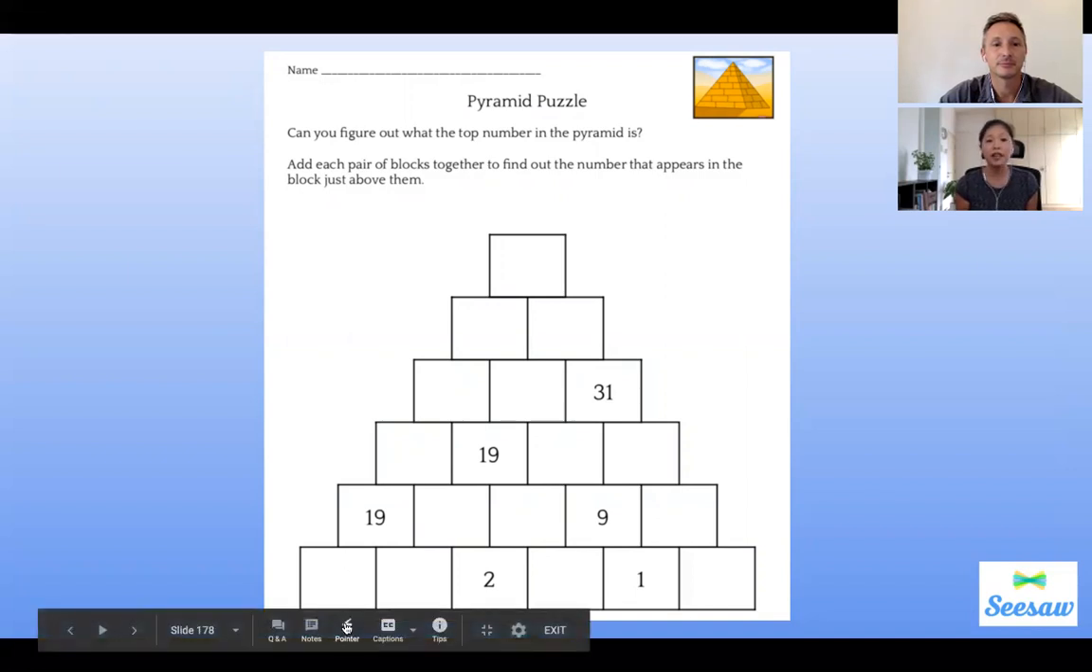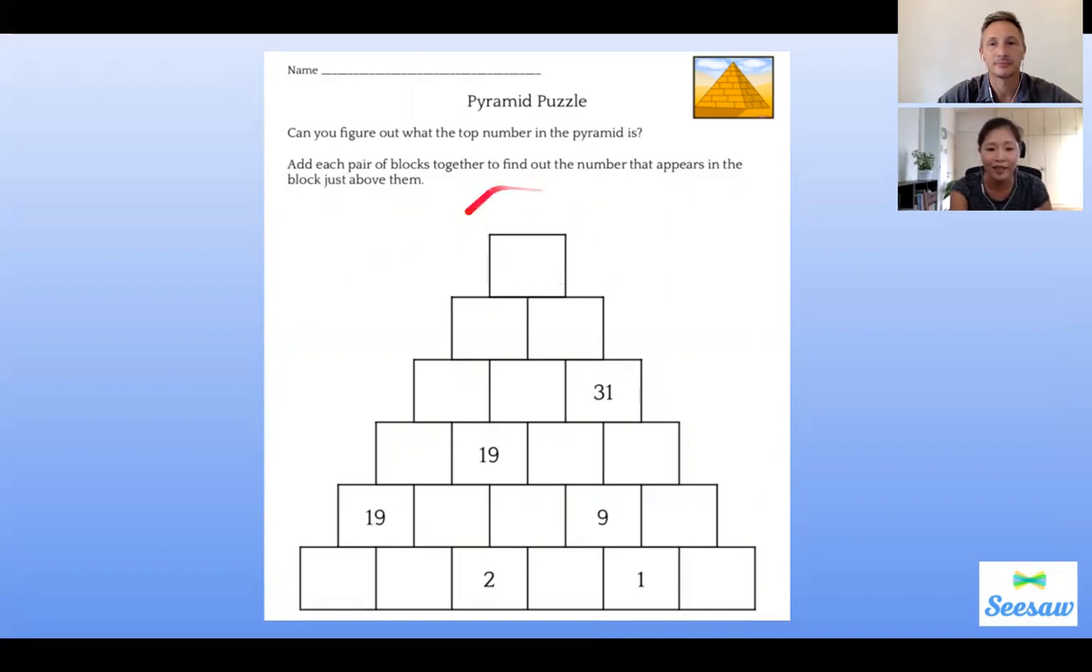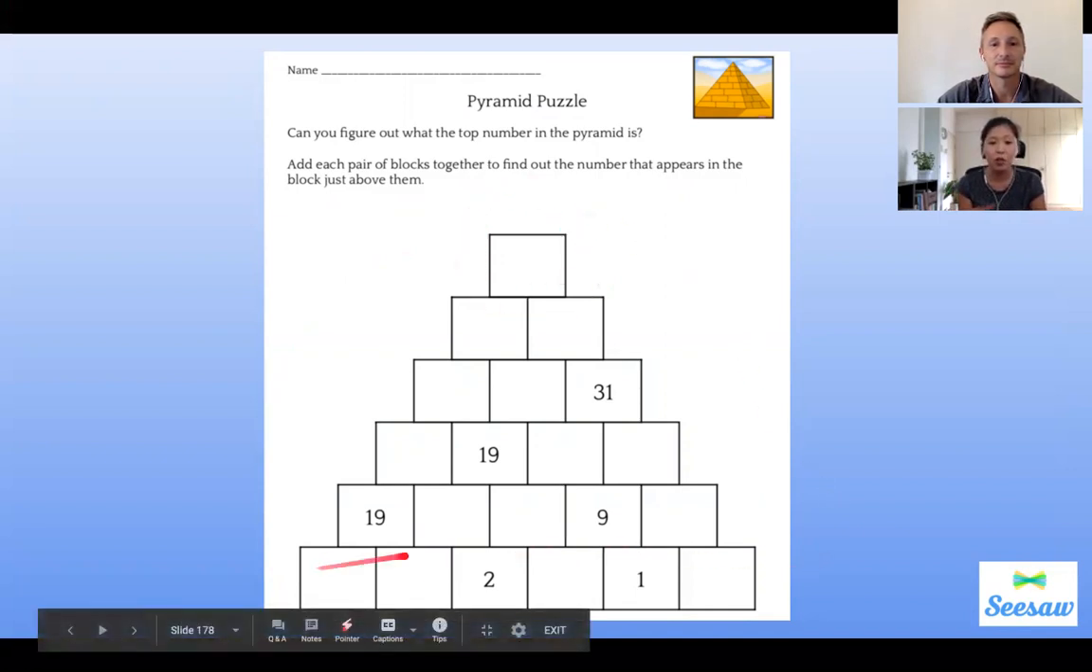So the objective of this activity is to figure out the top number on the pyramid. So that is what you're trying to get to. And how you're going to do this is you're going to start from the bottom and work your way up. You're going to add the number next to the number, so two numbers, you're going to add those two numbers. The sum or the total will go right above it.